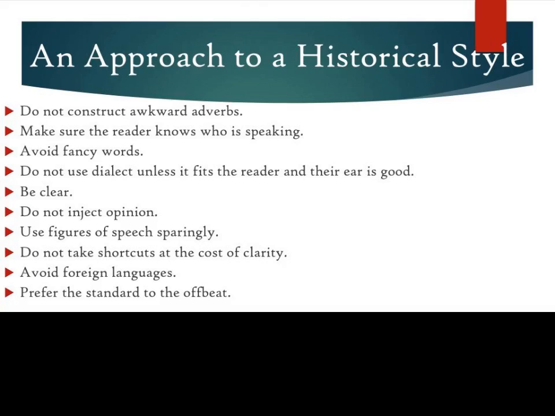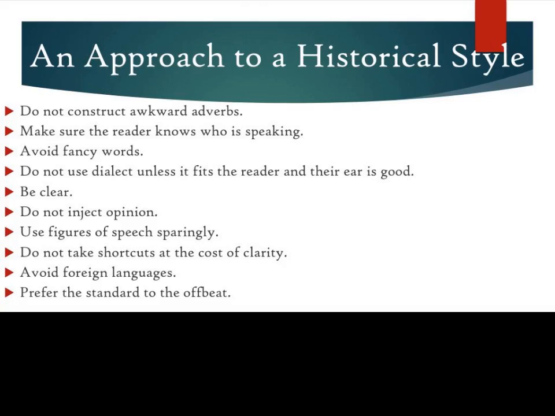Let's see. Do not use dialect unless it fits the reader and the ear is good. Usually with historical writing, you want to try and avoid dialect as much as possible, especially if it's formal writing, like an essay or a paper. There's no guarantee that the reader is going to understand the dialect or slang, things like that. So avoid dialect. And be clear.